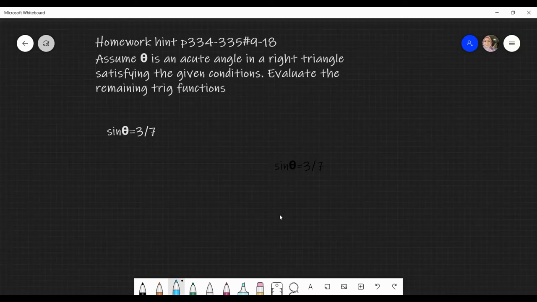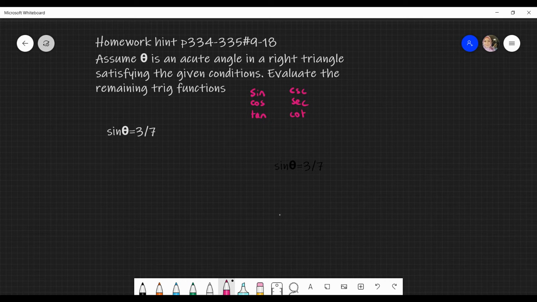Hi, in today's video, I'm just going to give you some homework hints to be able to complete 9 through 18, page 334, 335. We're still working with the same objective of section 1 and section 2, which is evaluating trig functions. And the 6 trig functions we talked about today and previously in those sections are sine, cosine, and tan, the cosecant, secant, and cotan.